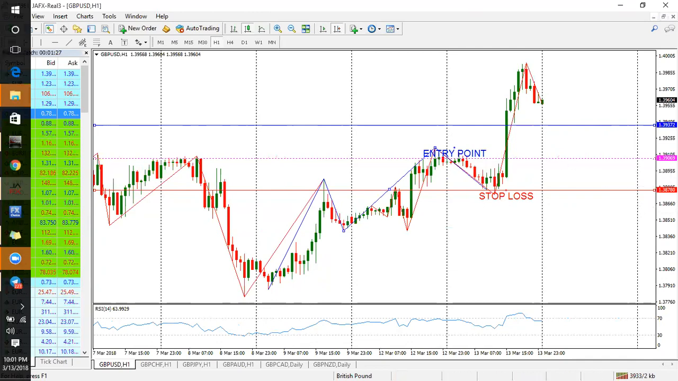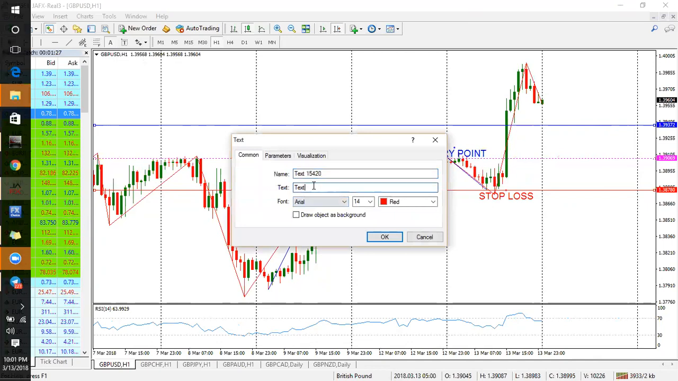Your entry will be 1.39069. Then your take profit will be 1-to-1 risk reward. If the difference between the entry and the stop is 50 pip, then you should take 50. But in this case, first let's label the upper part. Then this is going to be your take profit. Then let's label this blue.